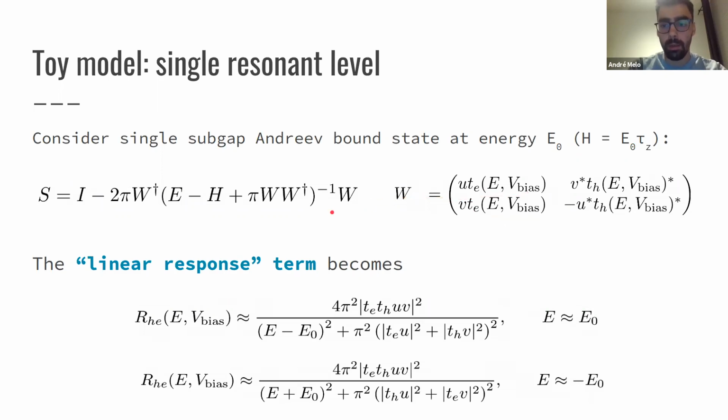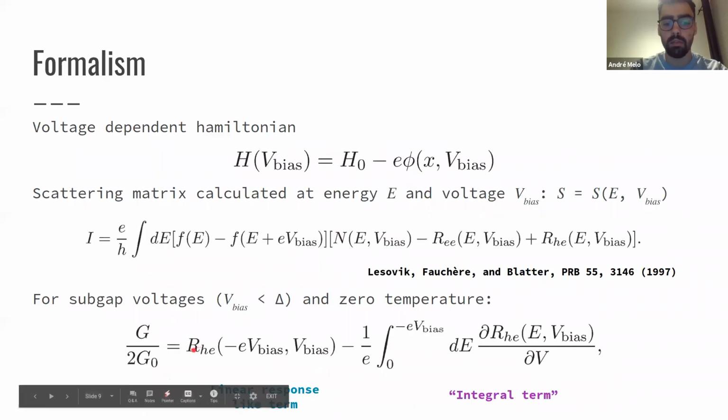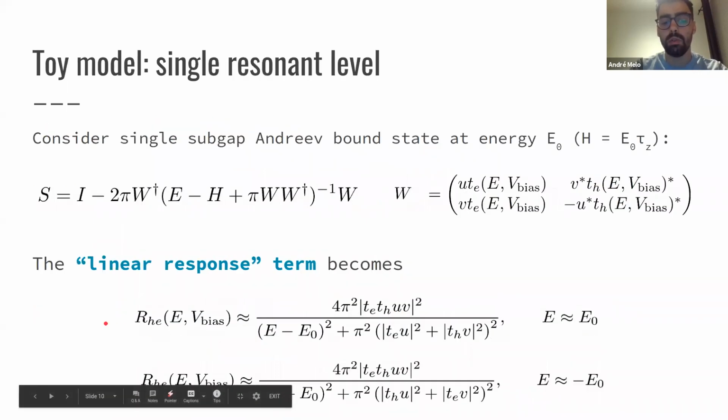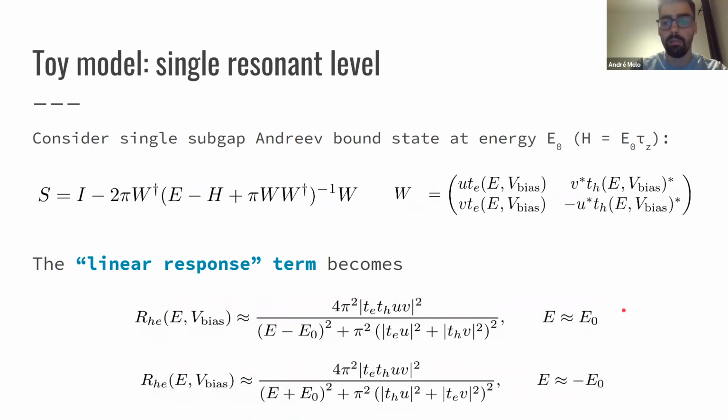We plug in our Hamiltonian here and use our formula for the current to compute the current and then the conductance. It turns out that close to resonance, the linear response term, which has the major contribution, reduces to a relatively simple form. I'm showing two equations here, one at positive bias, another at negative bias. This is just a Lorentzian with height and width that depend on the tunneling rates.